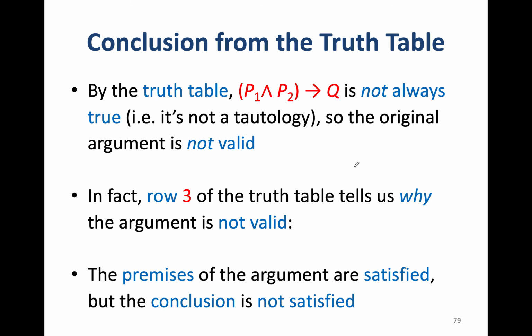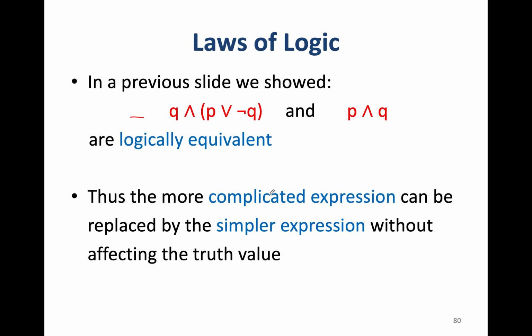So what can we conclude from the truth table? That the argument P1 and P2 then Q is not always true, which is not a tautology, and the original argument is not valid. And we saw this in row 3 because the premises of the argument were satisfied while the conclusion was not satisfied. Let's move to the last part of our session today, which is laws of logic.